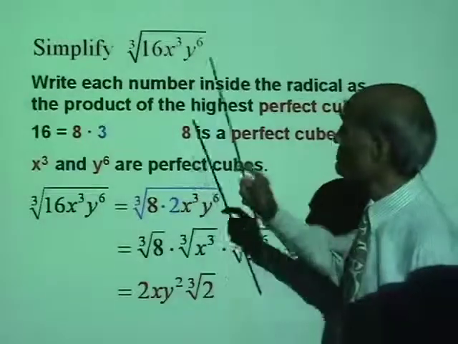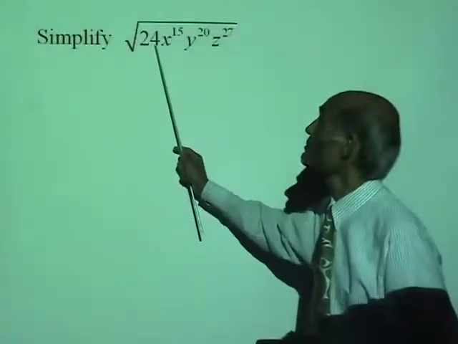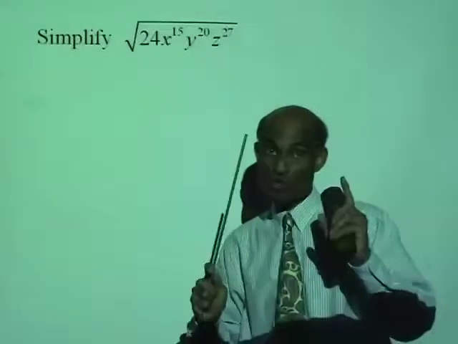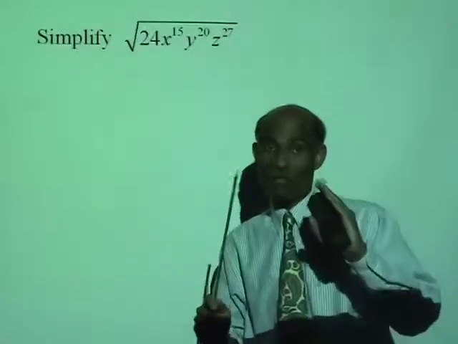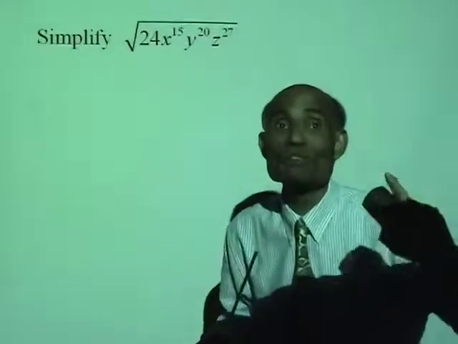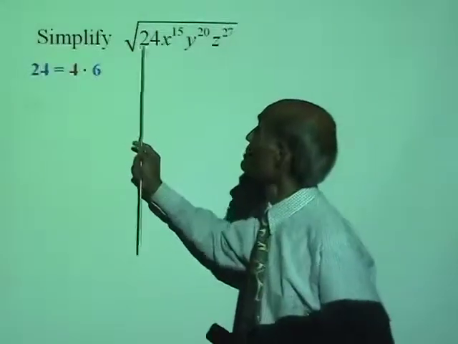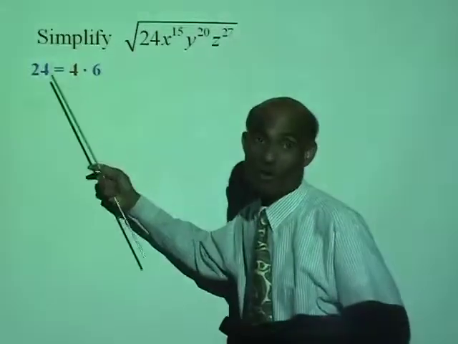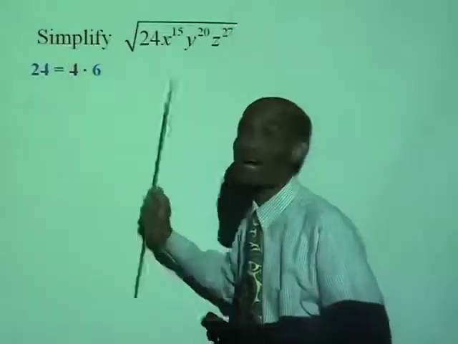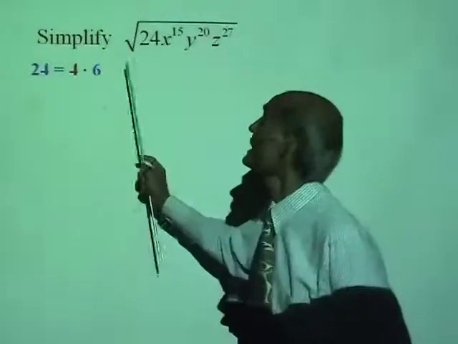Okay, let's move on to another one. Simplify this square root. This time it is a square root. Now, when you're simplifying a square root, you will be looking for perfect squares. Alright? 24, we have already done this, is 4 times 6. 4 is the highest perfect square in 24.